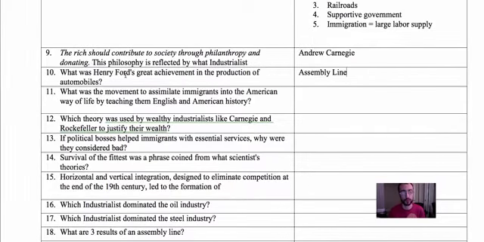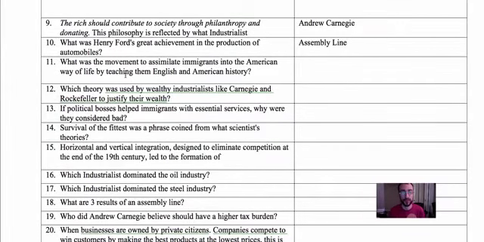Number 11, what was the movement to assimilate immigrants into the American way of life by teaching them English and American history? This one is Americanization. When you think of this, think of how classroom teachers wanted to Americanize these immigrants. They wanted to influence them to get rid of their Italian culture, their Irish culture, or their Russian culture. They wanted them to forget about those cultures and really just learn the American culture. That's why it's called the Americanization movement.